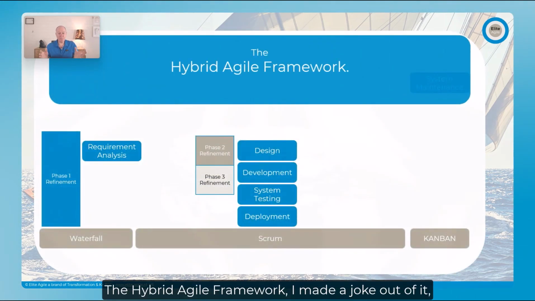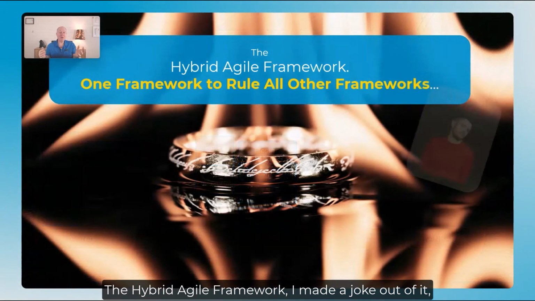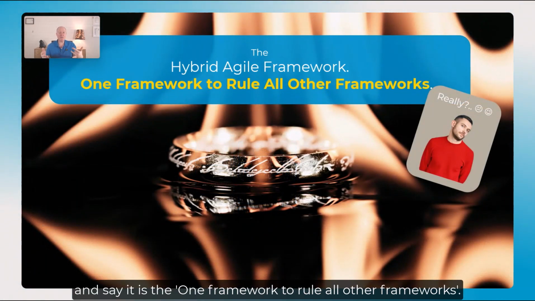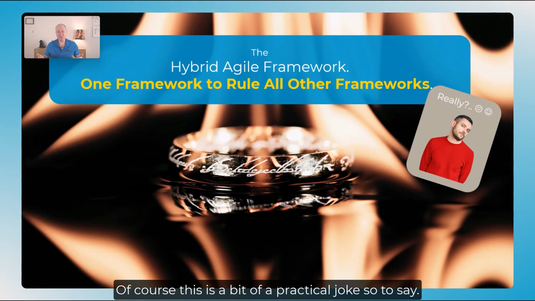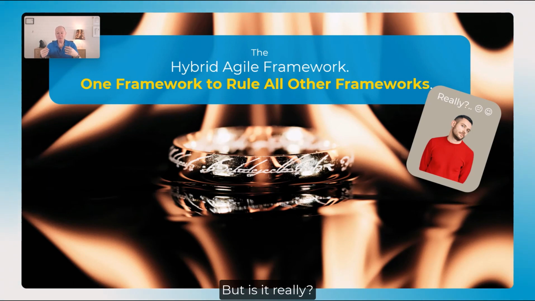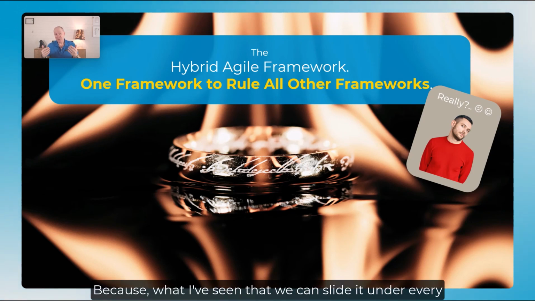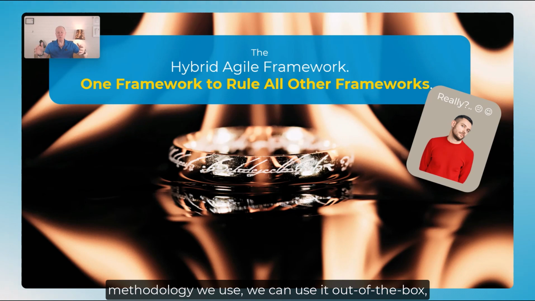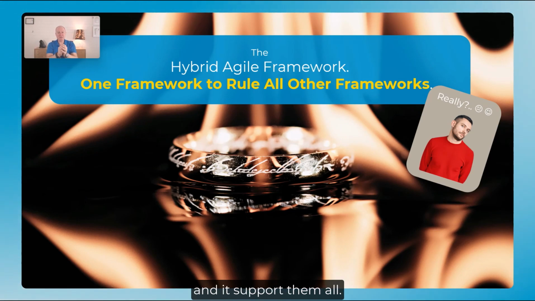The hybrid agile framework, I made a joke out of it and say it is the one framework to rule all other frameworks. Of course, this is a bit of a practical joke, so to say, but is it really? Because what I've seen is that we can slide it under every methodology, we can use it out of the box, and it supports them all.